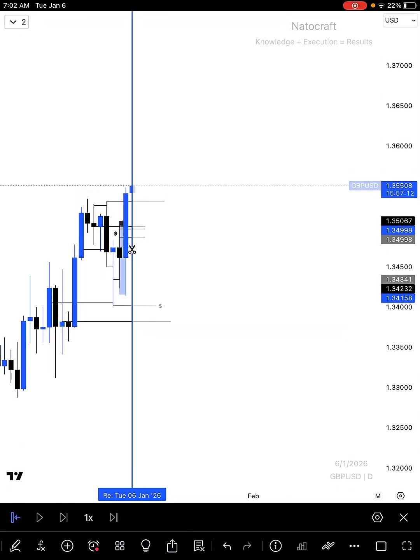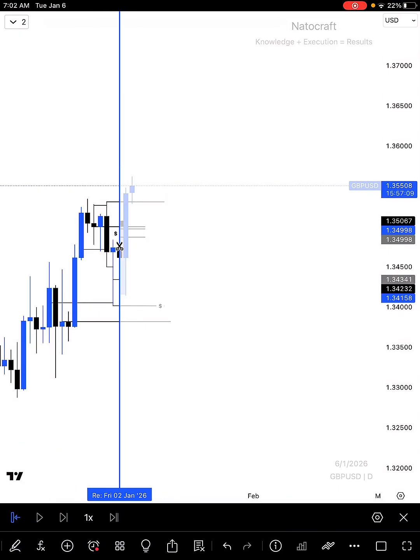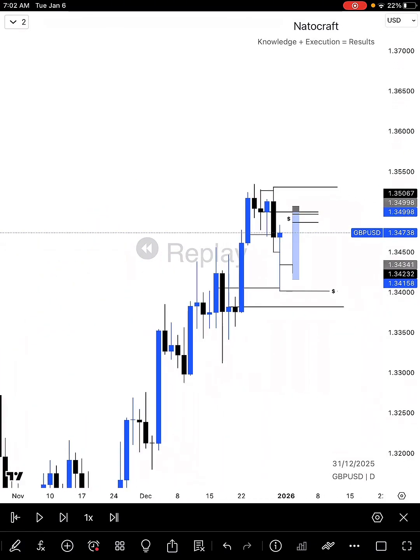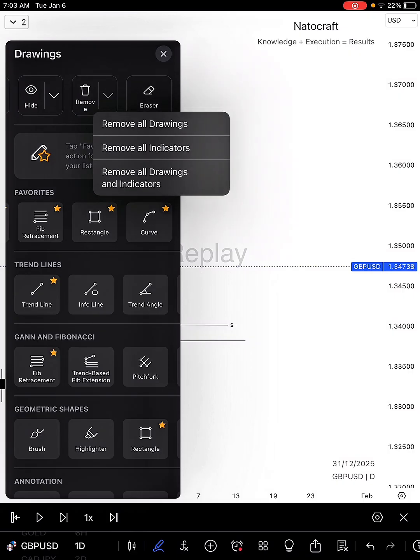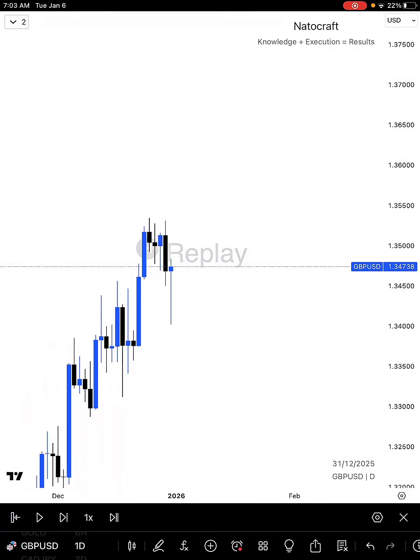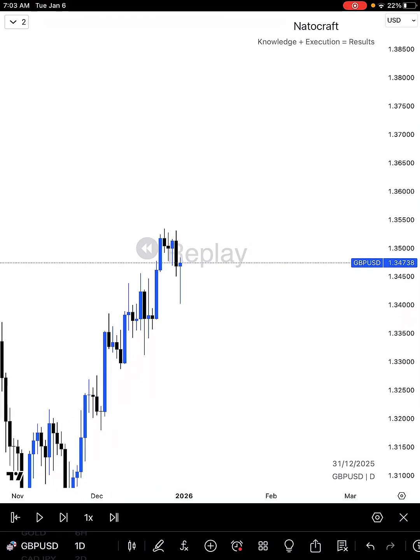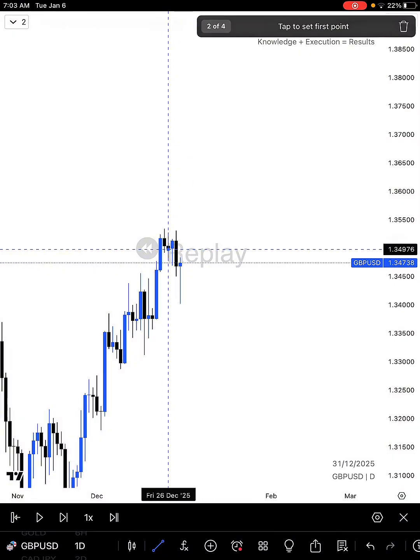So let me clear all this. First things first, I start from the higher time frame. Sometimes I start from the weekly, you understand, or the 2 days or the daily. You get. So starting from the daily, I start marking out my key levels, you understand, my V level. We have this V level here.